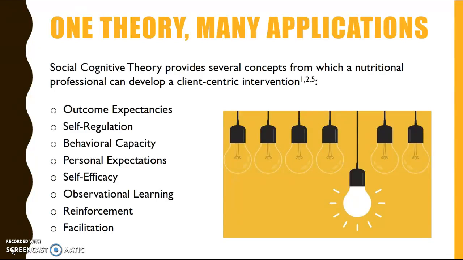So it's one theory, but there are many applications of the social cognitive theory, and it provides several concepts from which nutritional professionals can develop a really very client-centric intervention. There are outcome expectancies, self-regulation, behavioral capacity, personal expectations, self-efficacy, observational learning, reinforcement, and facilitation. So we'll discuss each of these a little bit more in depth.